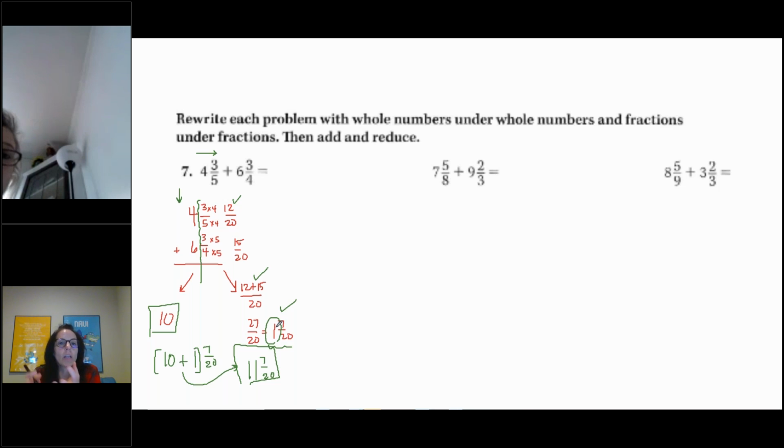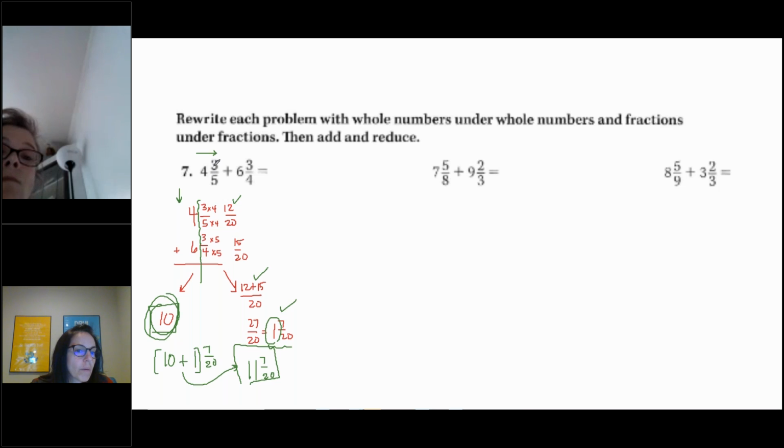So now that I've got a whole number, I can hand it over to the other whole numbers, right? But if you didn't have a whole number, you wouldn't have done that. You would have just left the 10 outside. Like these are 4 plus 6. This is a whole number.